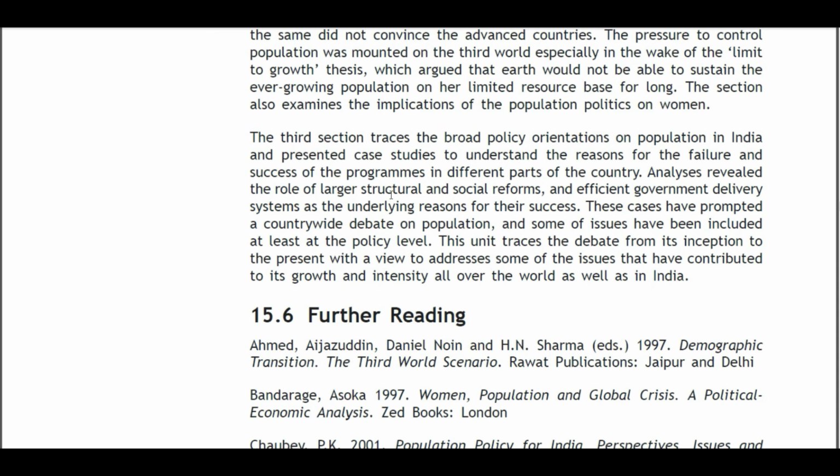Analysis revealed the role of larger structural and social reforms and an efficient government delivery system as the underlying reasons for their success. These cases have prompted a country-wide debate on population, and some of the issues have been included at least at the policy level. This unit traces the debate from its inception to the present with a view to address some of the issues that have contributed to the growth and intensity of the debate all over the world as well as in India.